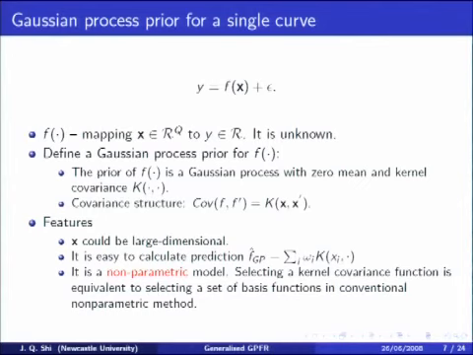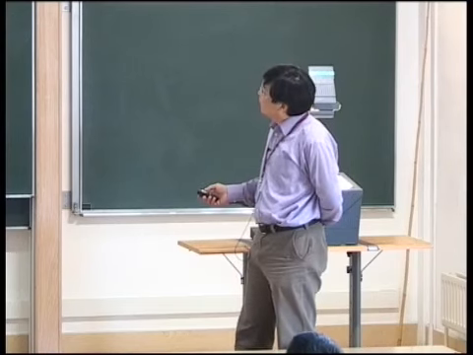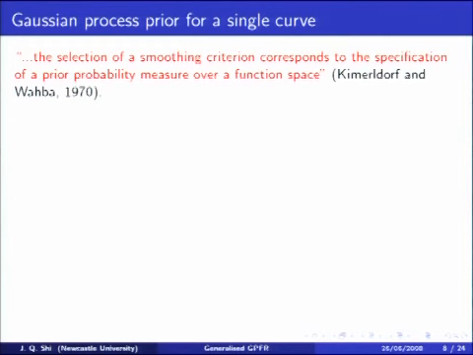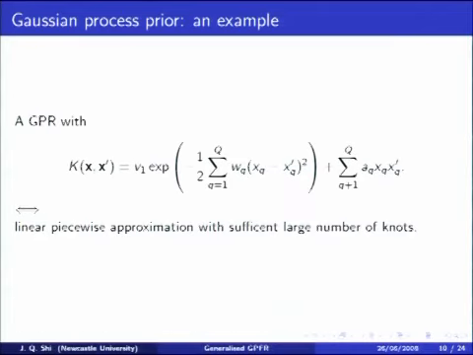This is because basically this Gaussian process regression model can be used to fit almost any curve with any shape, of course, under some regularity conditions. And selecting a kernel covariance function K here is basically equivalent to selecting a basis function in some conventional non-parametric method. Naturally, this was mentioned by Grasshopper 30 years ago.